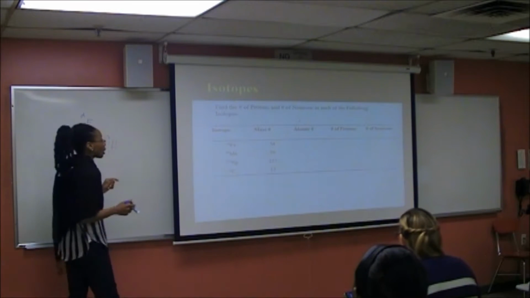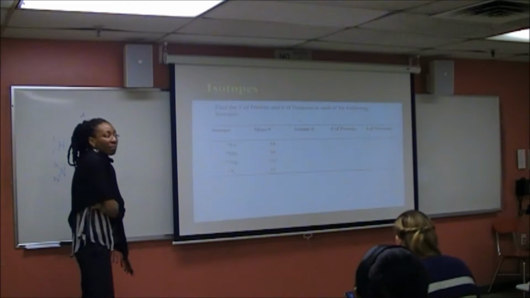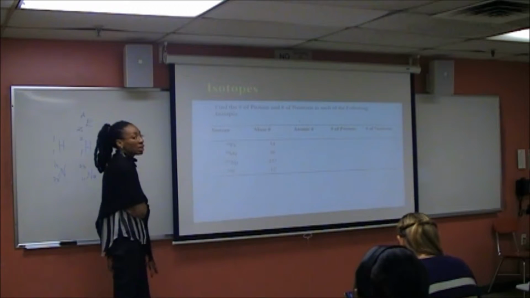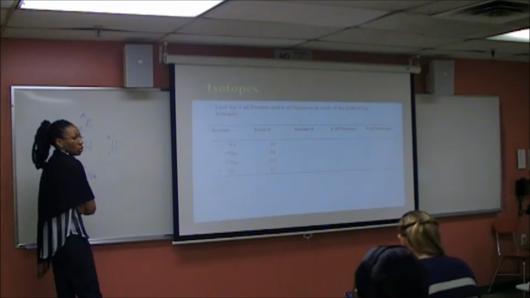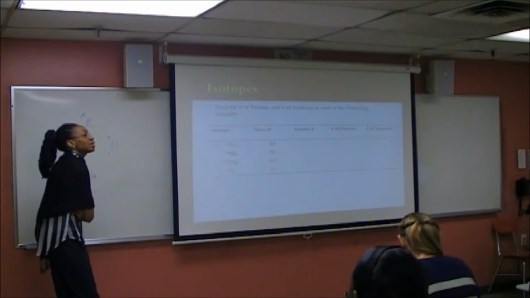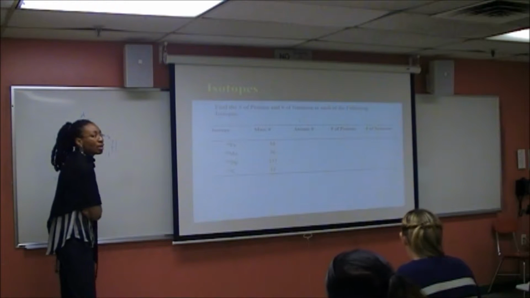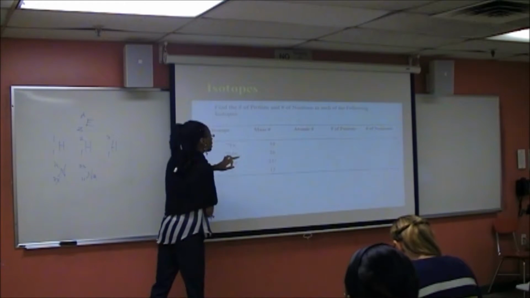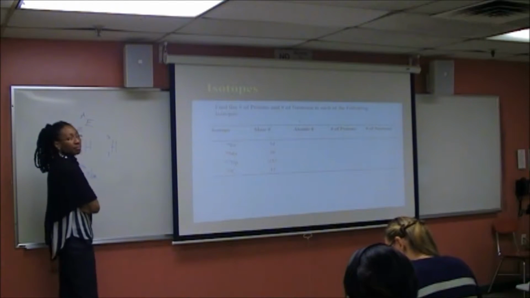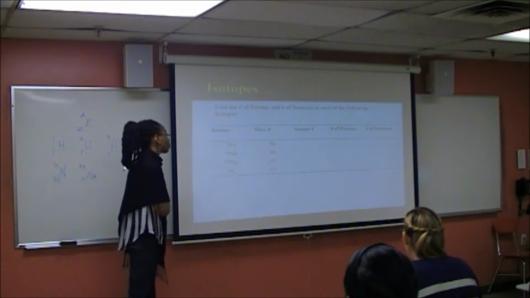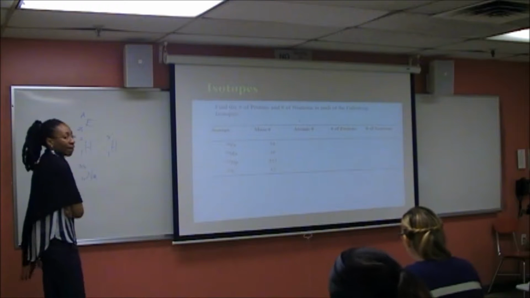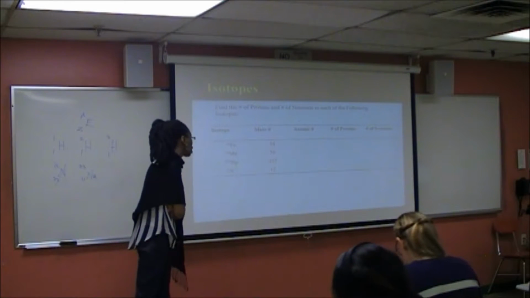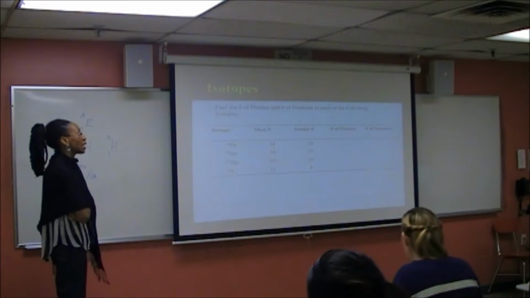What else can you find? The atomic number. How do you find the atomic number? It's on the periodic table. For iron, 26. Manganese, Mn, 25. Neptunium, all the way to the bottom, 93. Carbon, 6.